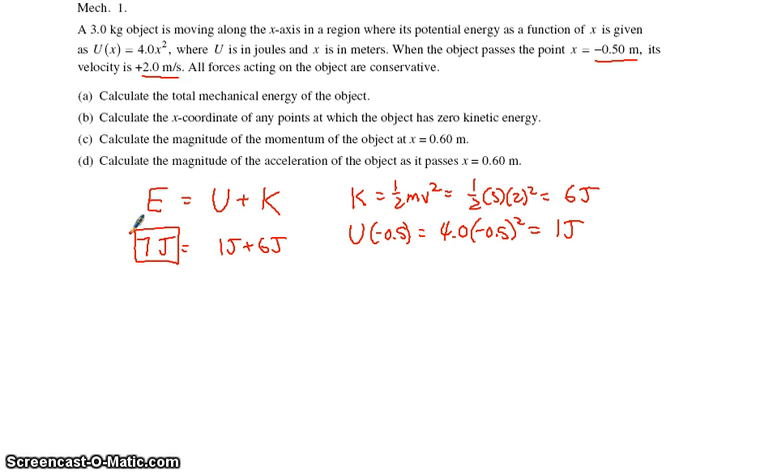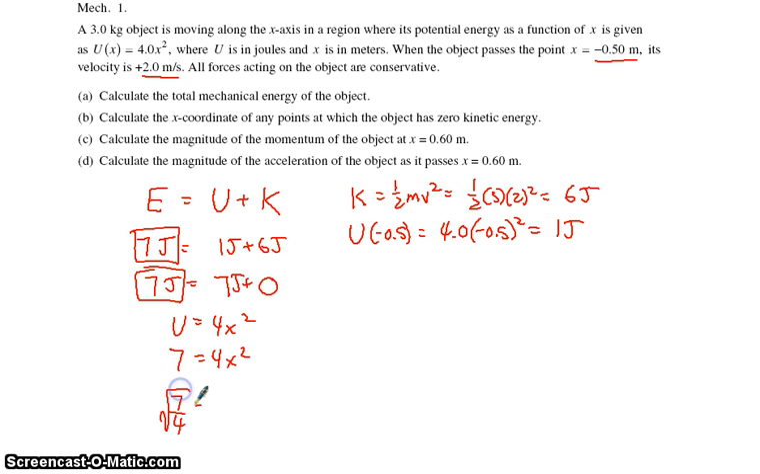The key here is that an object will have 0 kinetic energy when all of its energy is in the form of potential energy. You can see that it still equals 7 joules over here. It always has to equal 7 joules. So what I'm going to do is take the potential energy function, U equals 4x squared, and set the potential energy equal to 7. 7 equals 4x squared, and so that means the square root of 7/4 is what the x-coordinate would be equal to, and that is approximately 1.32 meters. That's the answer to B.